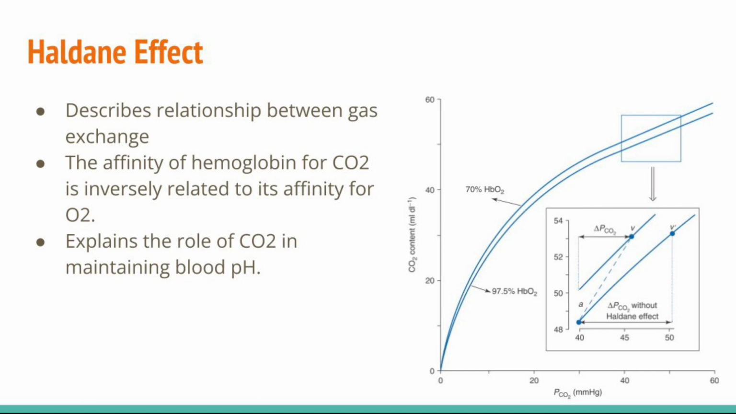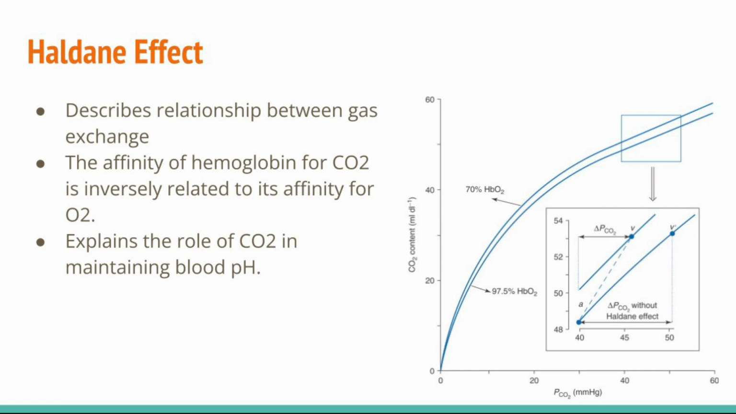In contrast, in tissues with lower oxygen concentration, such as active muscles, hemoglobin releases the bound oxygen molecules and readily binds with carbon dioxide, facilitating its transport back to the lungs. This mechanism allows for efficient removal of carbon dioxide from tissues and its subsequent elimination from the body. The Haldane effect also explains the role of carbon dioxide in maintaining blood pH.